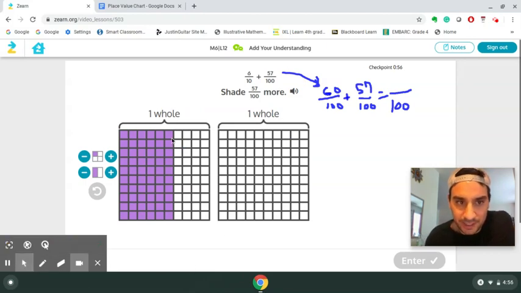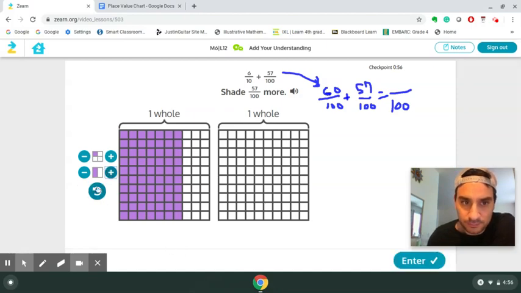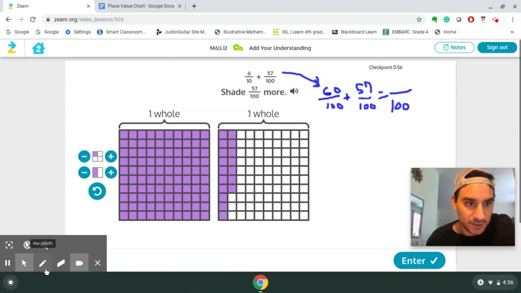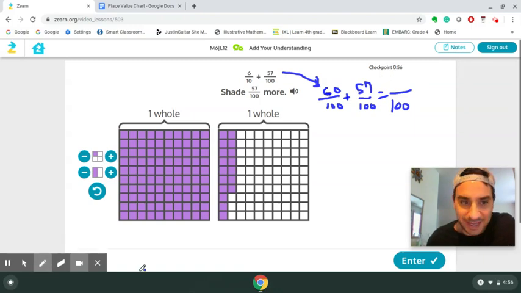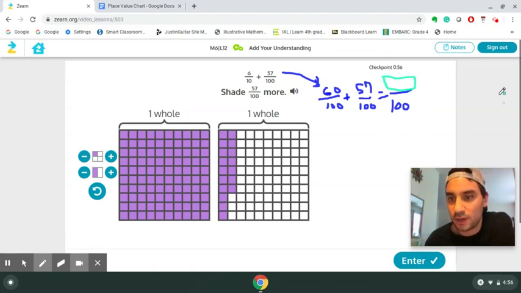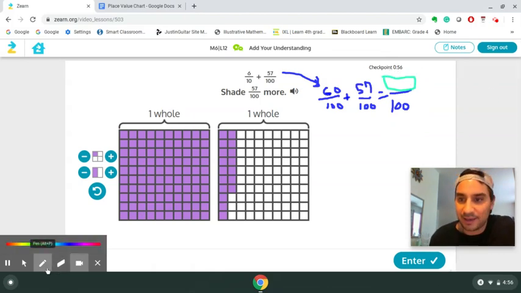Well, if we already have 60, why don't we go ahead and add 57 more? There's 10 more. There's 20 more. There's 30 more. There's 40 more. There's 50 more. And then 7 on top. 51, 52, 53, 54, 55, 56, 57. Okay, I went ahead and added 57 more. Now start to think about this because you'll have to do this in your next couple slides. When I add 57 more, how many hundredths does that give me?